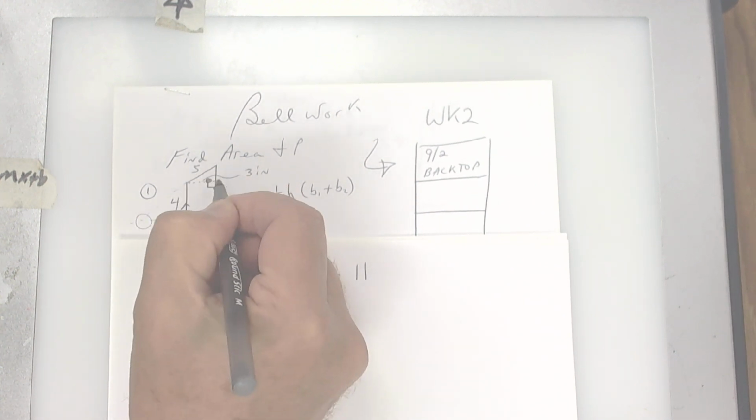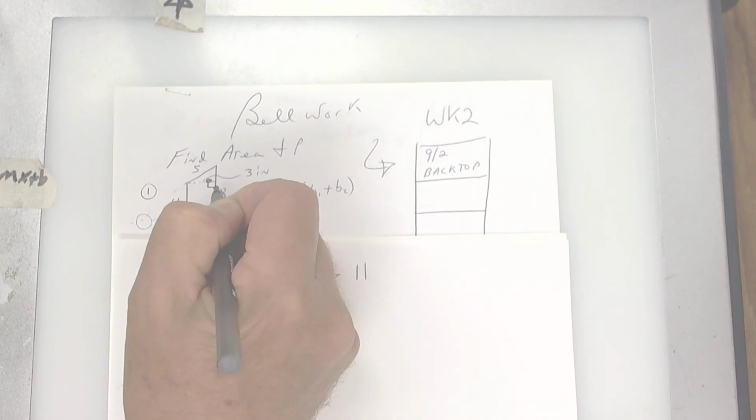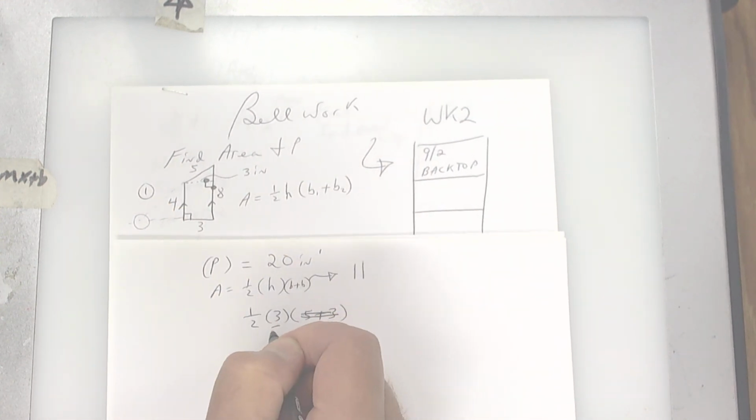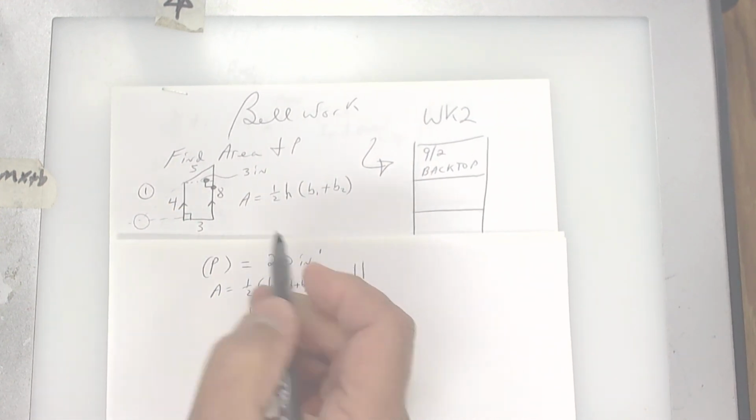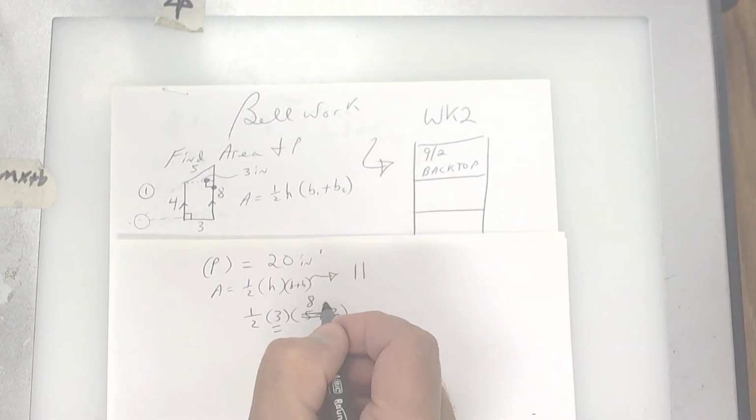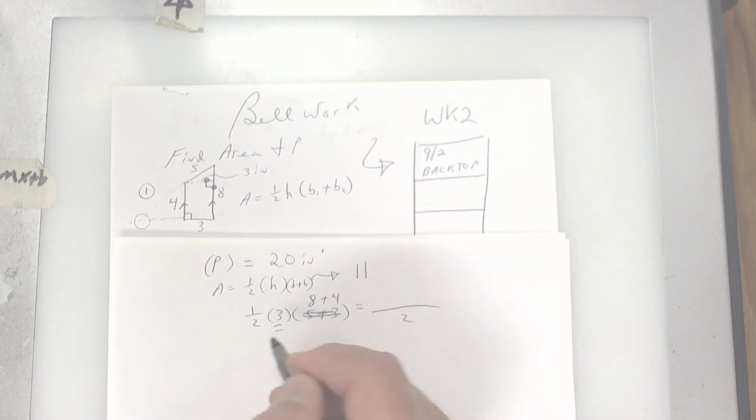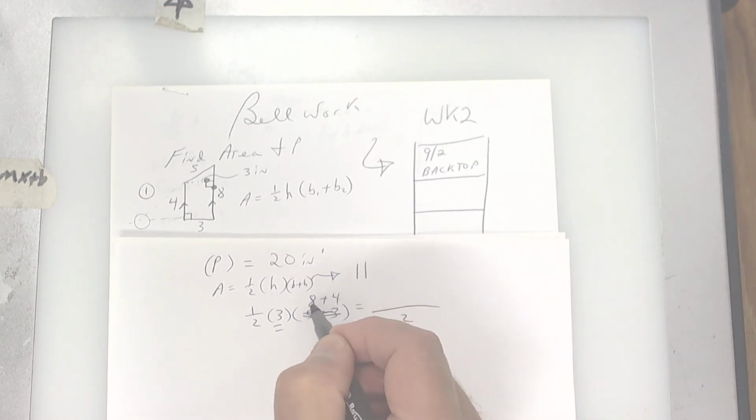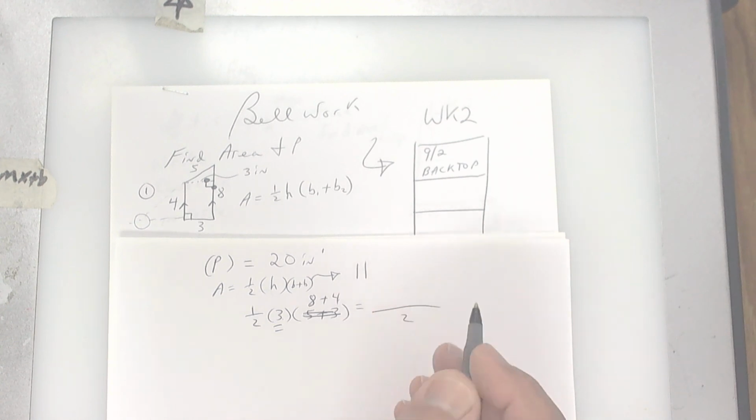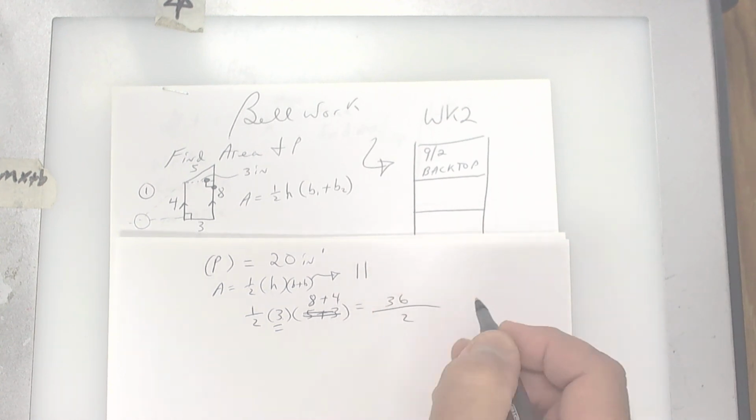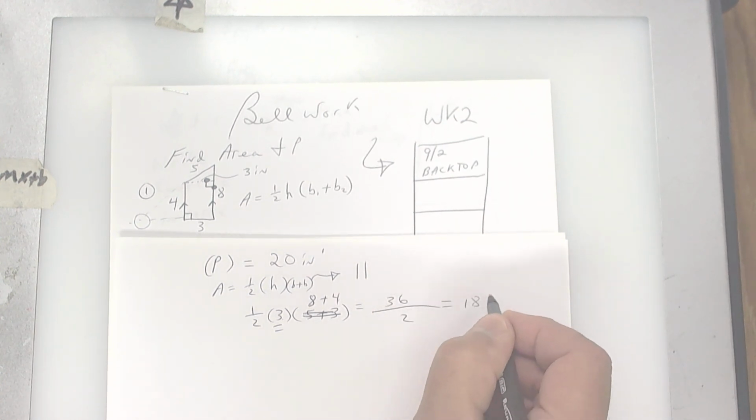You see how it touches the 3 and it touches the 8. So 3 is the height, and 8 is one of the bases. So the other base is 4. Now this is right. So it's going to be divided by 2, which is 1/2. That's going to be 12 times 3 is 36. And half of that is 18 square inches.